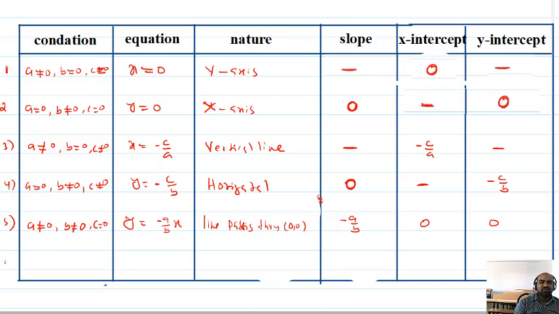So, the last one, the sixth one, that is a not equal to 0, b not equal to 0, c not equal to 0. Under this condition, what happened to the line equation? Just like ax plus by plus c equal to 0. Or in other words I can write it. Okay, I will write on the next page.